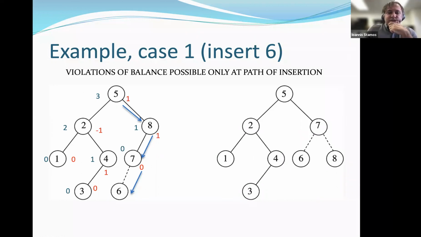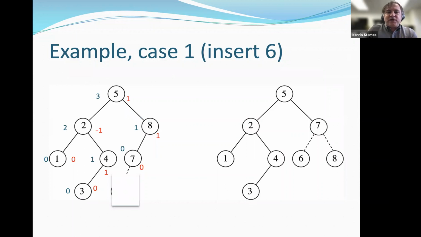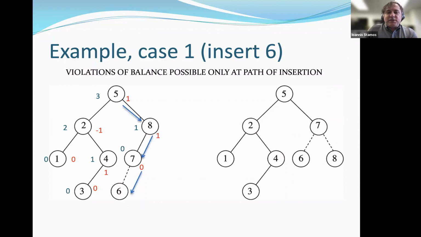It was there, 6 greater than 5, 6 smaller than 8, 6 smaller than 7. We put it over there, the same way as before. And now we adjust the heights, and we have to go back and check whether we have a violation anywhere.